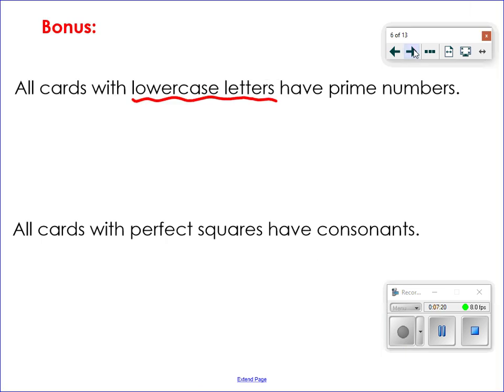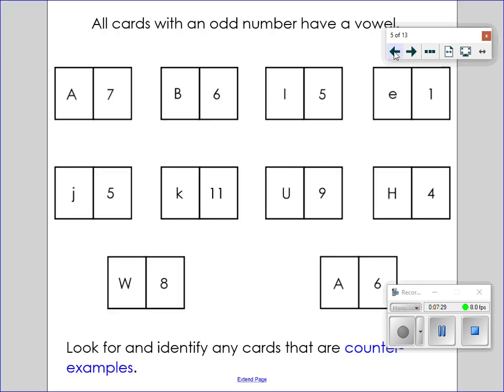Our other statement says all cards with perfect squares have consonants. Okay, well, let's review again what a perfect square is. Think about that for a minute. A perfect square is a number like 25 because it can be written as the product of two identical factors, like 5 times 5.